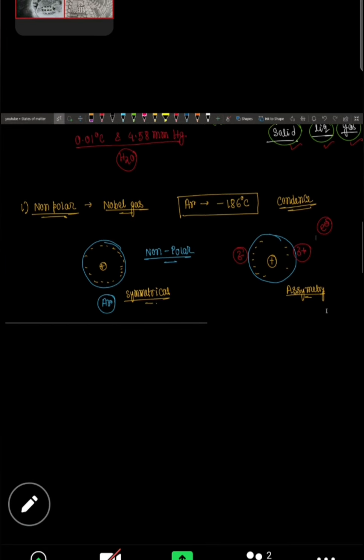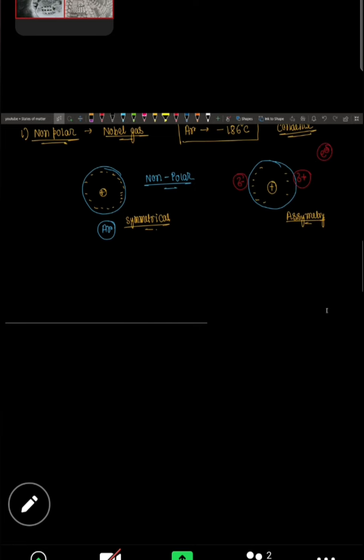So for an instance, if this happens, then what would happen? There's an asymmetry getting generated here, and because of this asymmetry, there is a generation of an instantaneous dipole.